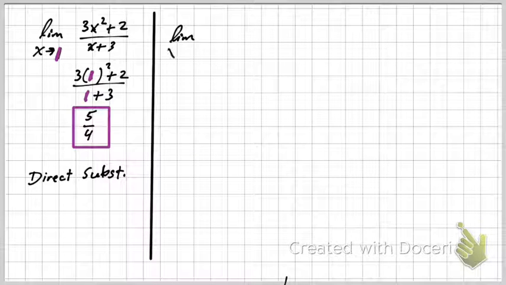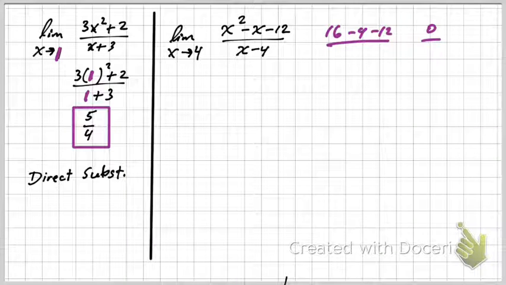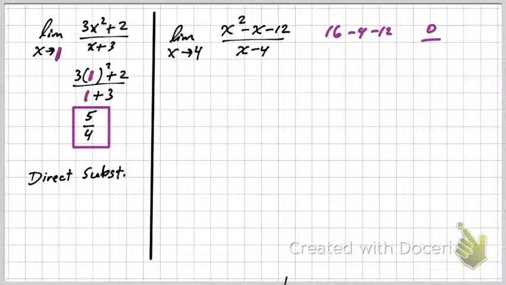Let's do the limit as x approaches. How about if I did x squared minus x minus 12 over x minus 4 and have x approach 4? If you put in 4, do you get 0 over 0? 16 minus 4 minus 12 is 0 over 4 minus 4. I think it gives you 0 over 0. Would you agree? When you have 0 over 0, that's what makes it calculus, kind of. We have to deal with it.